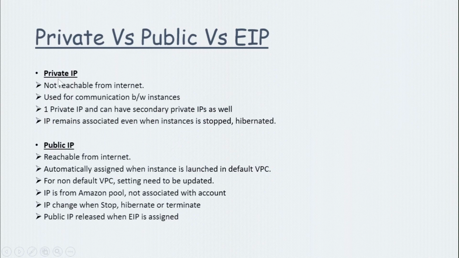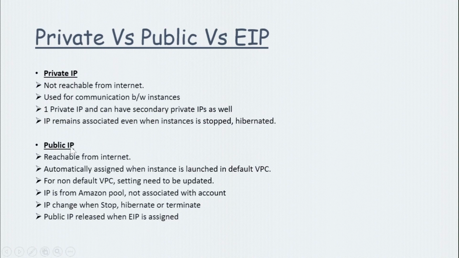So what is a private IP? This is the IP which is assigned from the VPC CIDR ranges, and these IPs are not reachable from internet, and these are used for communication between the instances. There will be one private IP to the instance and there can be multiple secondary IPs as well. These IPs remain associated with the instances even when they are stopped, started or hibernated.